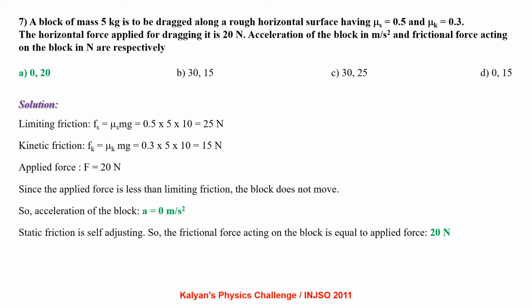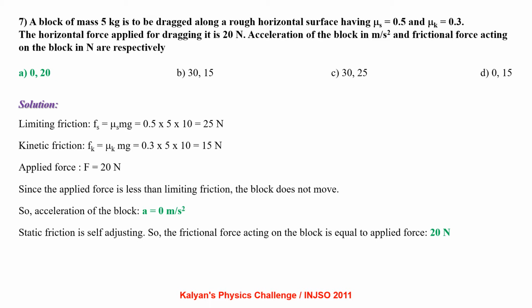A block of mass 5 kg is to be dragged along a rough horizontal surface having mu s equal to 0.5 and mu k equal to 0.3. The horizontal force applied for dragging it is 20 Newton. Acceleration of the block in meter per second square and frictional force acting on the block in Newton are respectively.